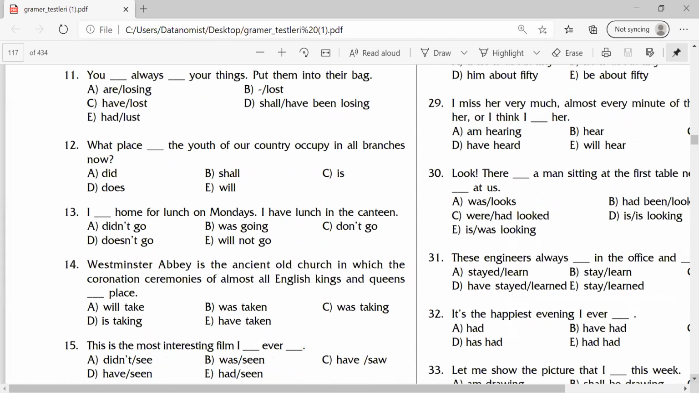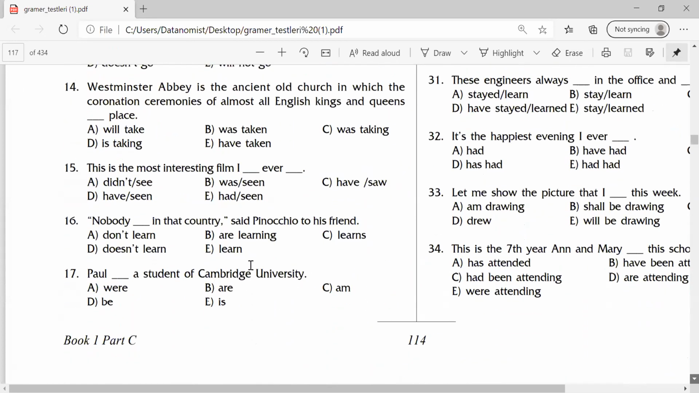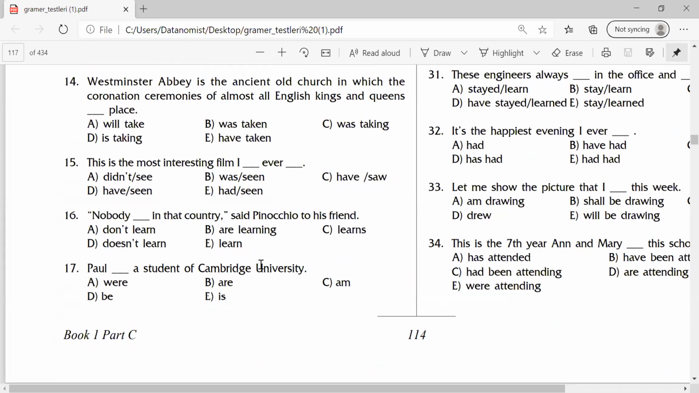Okay. See the 15th one. Let me give you one hint here. Generally, ever, never. Whenever I have usage of ever, never, I generally use present perfect. I repeat, ever, never. So present perfect means has plus V3 or have plus V3. That is the thing.